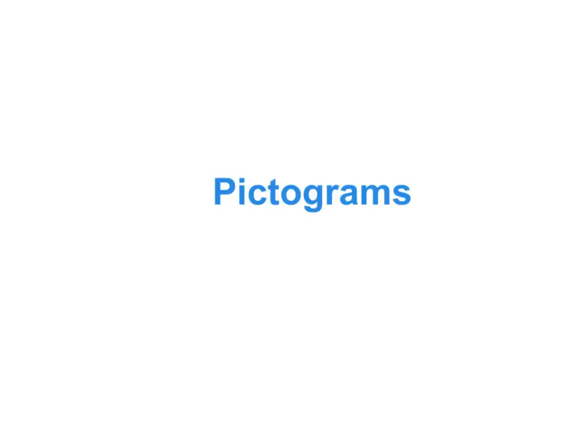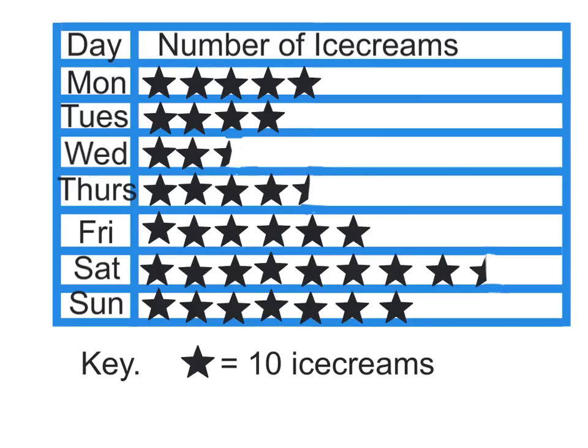This video is on pictograms and should help with your library animal project for Year 8. This is an example of a pictogram. This pictogram shows the number of ice creams bought on the different days during the week.